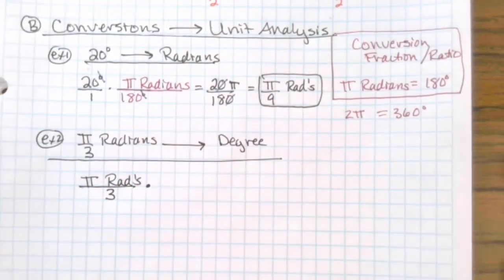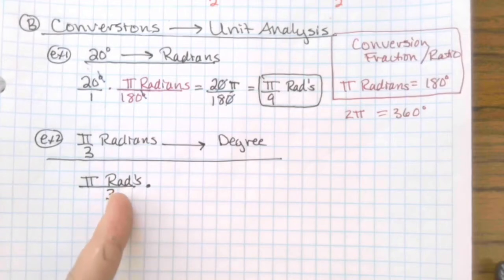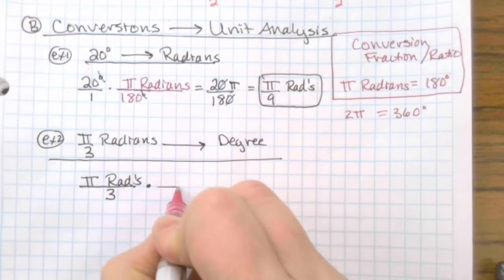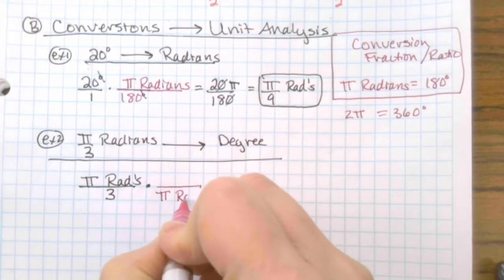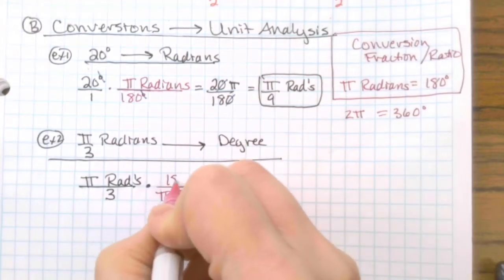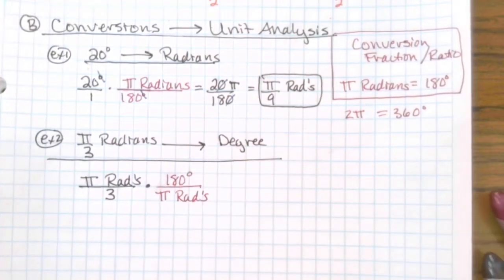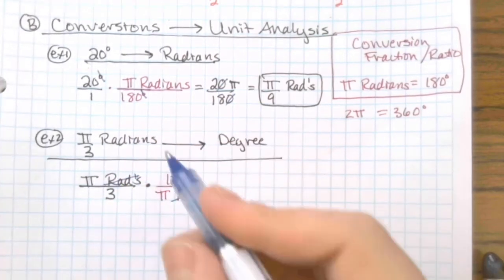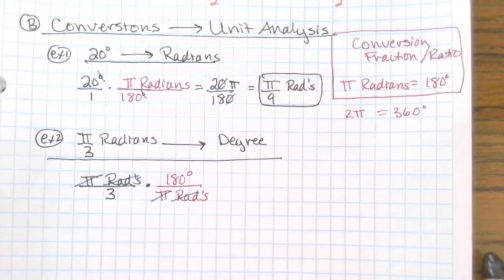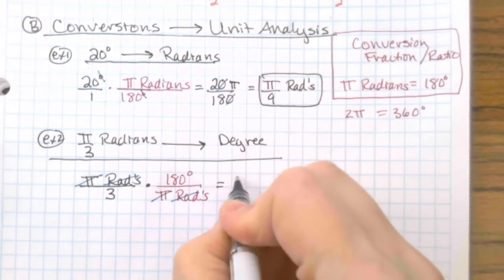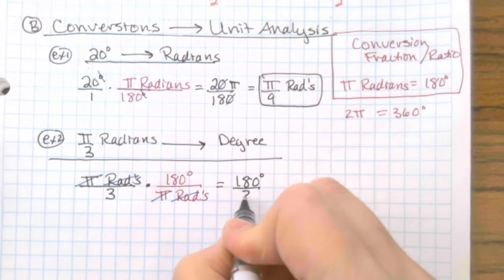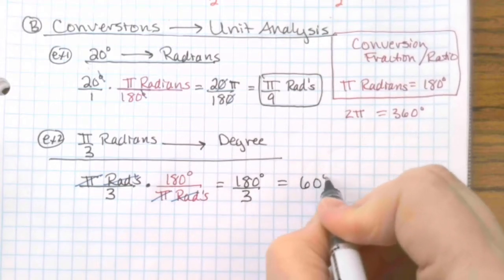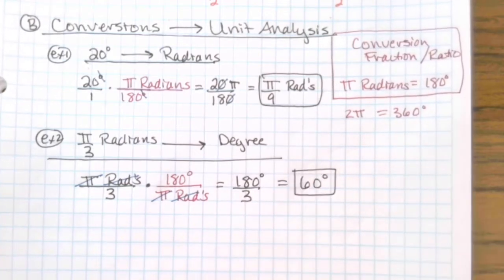We're going to multiply by the conversion. Now this time I want radians to cancel. So on my conversion fraction, the pi radians is going to go on the bottom. The 180 degrees will go on the top. Radians divide out radians, and better than that, pi divides out pi. So what we have left is 180 degrees divided by 3, which is 60 degrees. Now you've done conversions before, just not with radians and degrees.